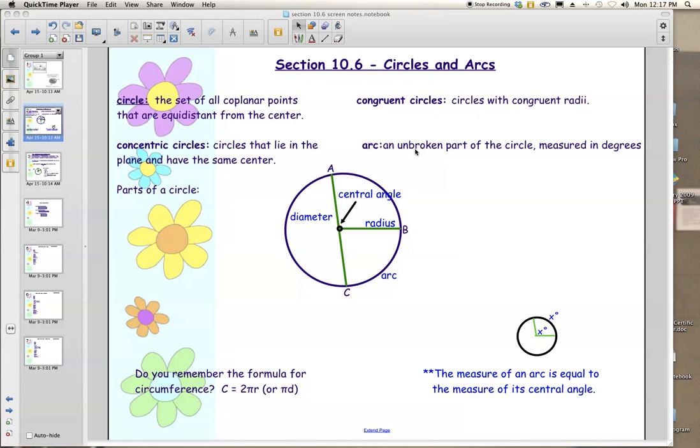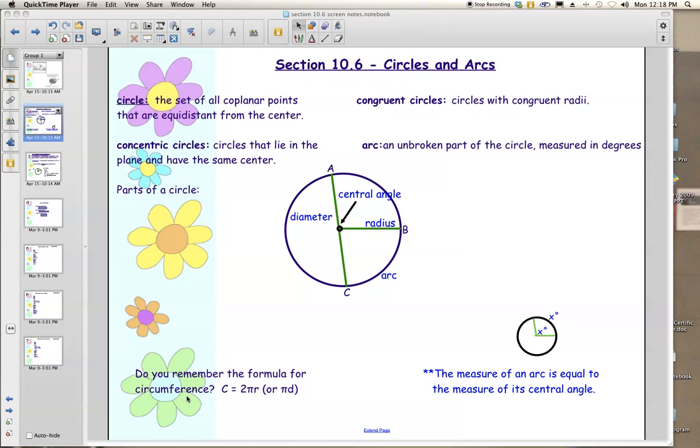An arc is an unbroken part of the circle. For example, if I look at the part of the circle from A to B, that is an arc, or from B to C, or from A to C. Those are all arcs. We measure those in degrees. You can also measure their lengths. Their lengths, however, won't be in degrees. They will be in whatever units the circle is measured in.